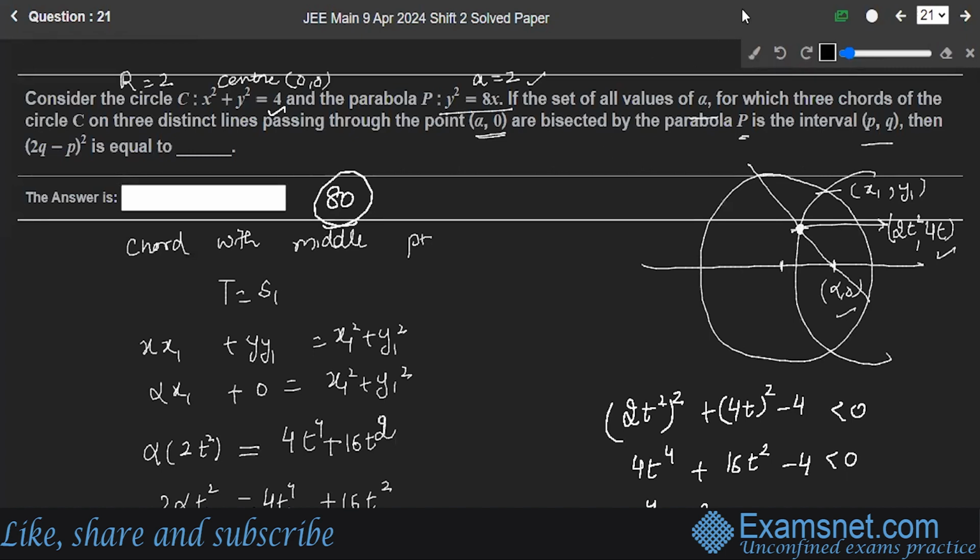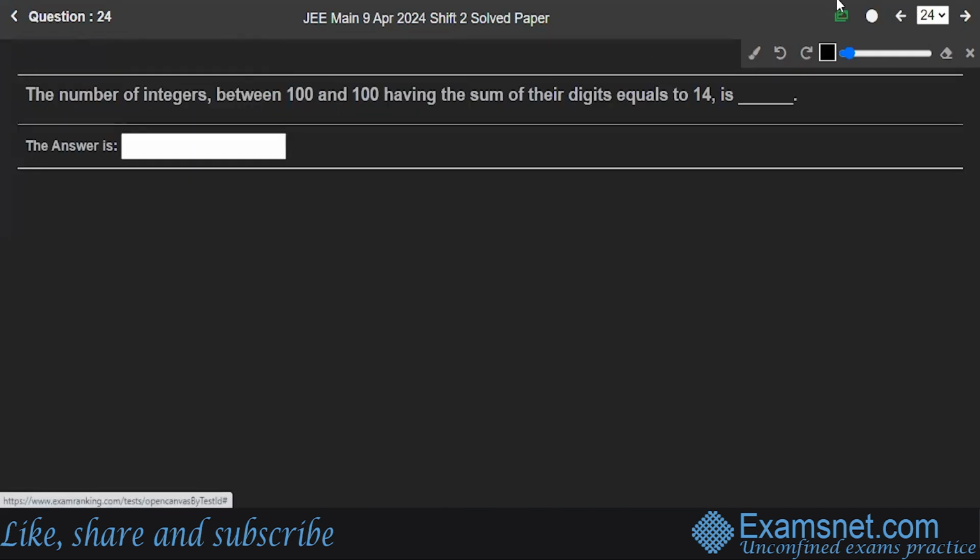Hope you understood that. Let's move to the next question. Question number 24. The number of integers between 100 and 1000 having the sum of the digits equal to 14 is. So you want the numbers between 100 and 1000 such that the sum of their digits should be equal to 14.